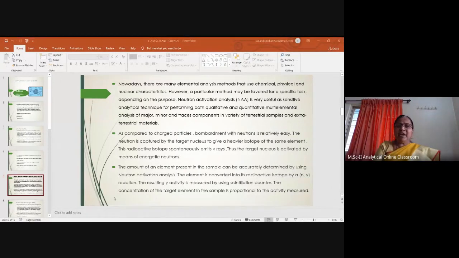Then next, as compared, मग न्यूट्रॉन ॲक्टिव्हेशन अनालिसिस हे का good method, why is it better than the other methods? That is, as compared with the charged particles, bombardment with neutrons is relatively easy. फ्लक्स न्यूट्रॉनचा त्या सॅम्पल वरती आपण इरॅडिएट केला, because we all know that the neutron has no charge, they are chargeless. As compared to the charged particle, bombardment with neutrons is relatively easy. The neutron is captured by the target nucleus to give a heavier isotope of the same element.